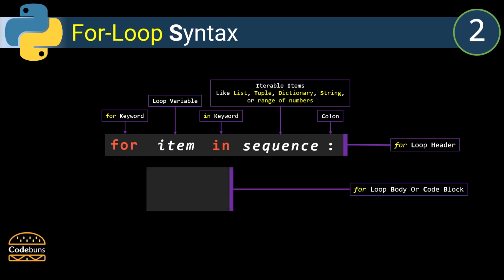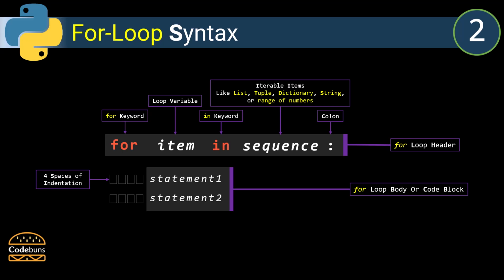Right beneath the loop header starts the loop body. Each statement in the loop body is indented by 4 spaces. I mean, after 4 spaces, you can code the statement within the loop body. One or more statements in the loop body make the code block. The statements within the loop body execute once for each value in the sequence.